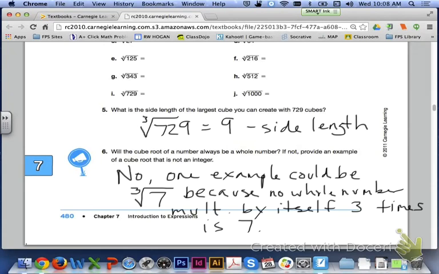For number 5, the side length of the largest cube you can create with 729 cubes would be 9, because the cube root of 729 is equal to 9. For number 6, the cube root of a number will not always be a whole number. This is very similar to what we saw in problem 1 when we were talking about square roots. One possible example is the cube root of 7, because no whole number multiplied by itself 3 times is going to be equal to 7.